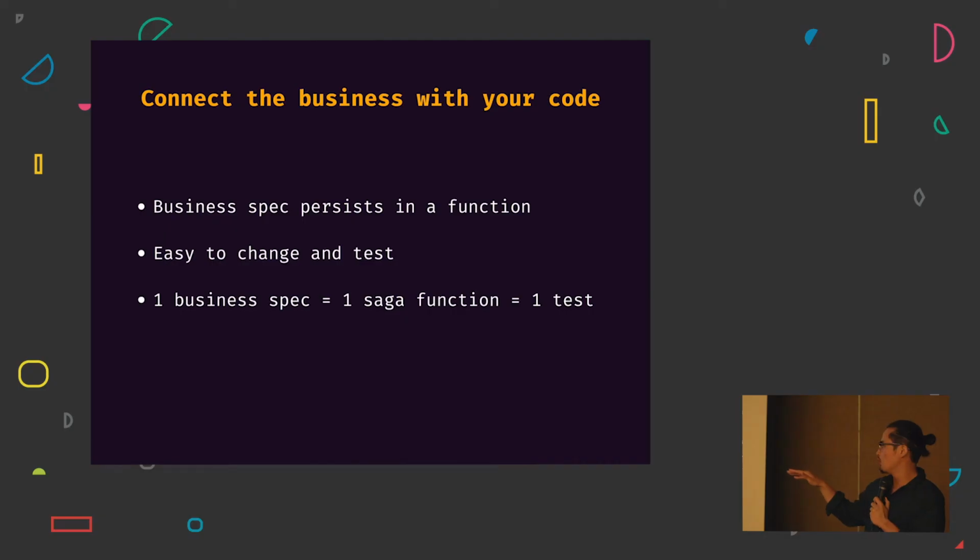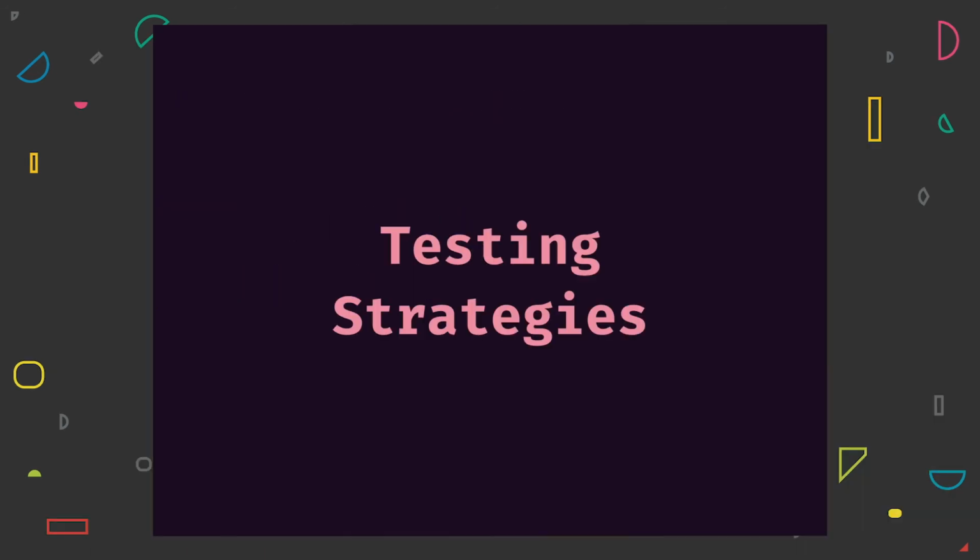At the end, we have one business spec. It can be mapped to one Saga function. And it can also map to one test, which I'll get into in more detail later. And last but not least, I would like to share how we apply different testing strategies on different layers.